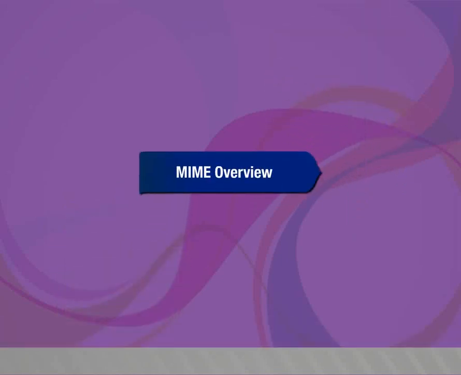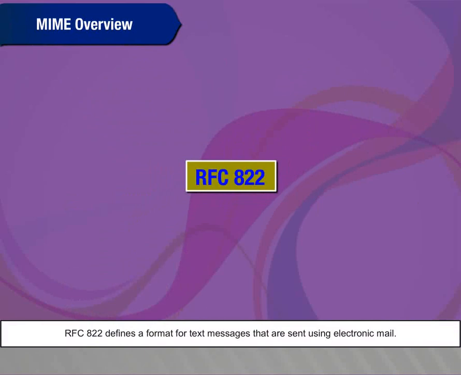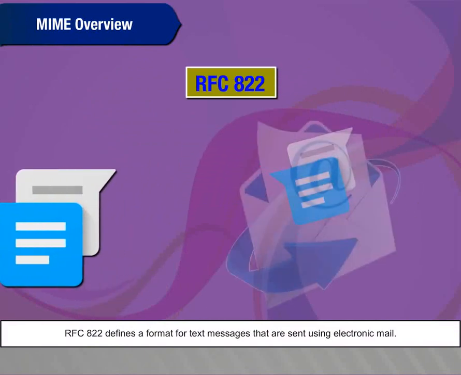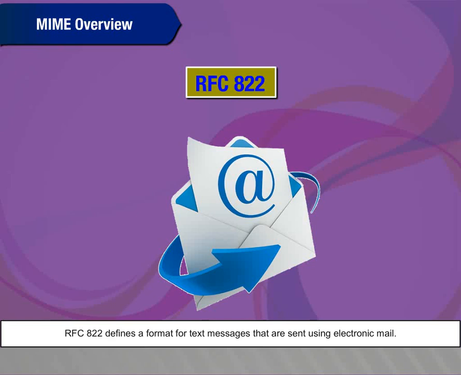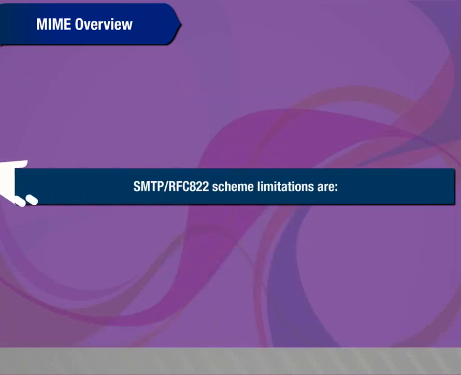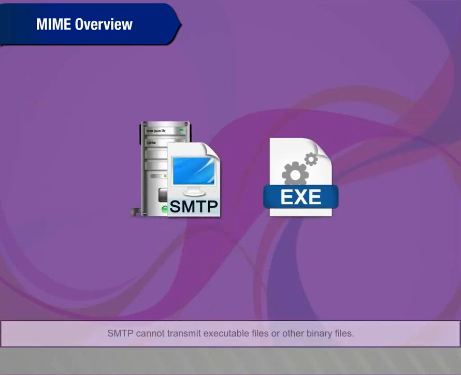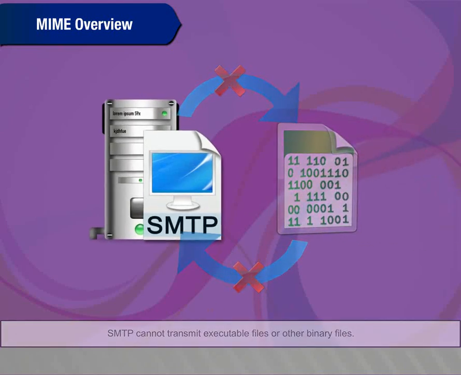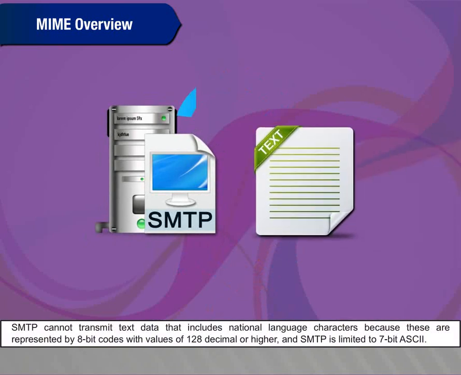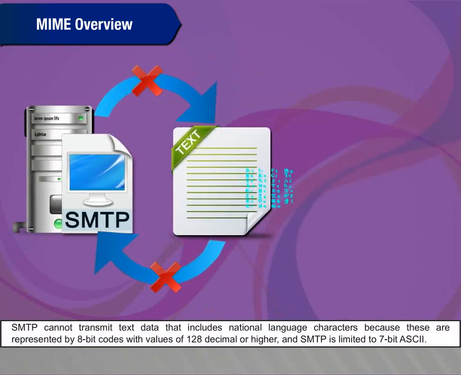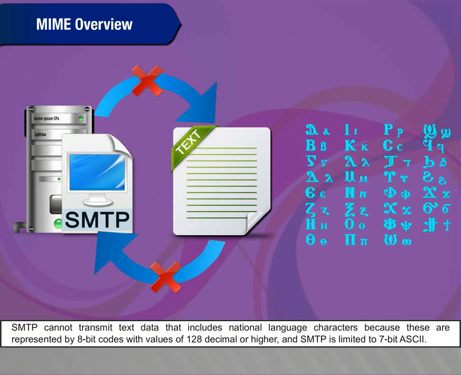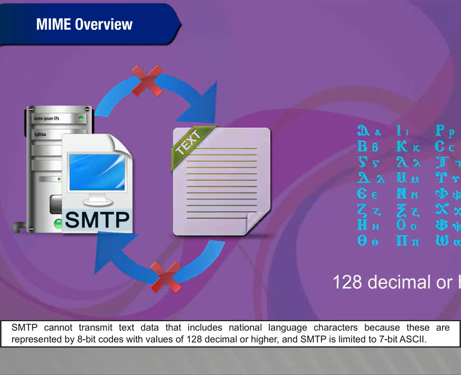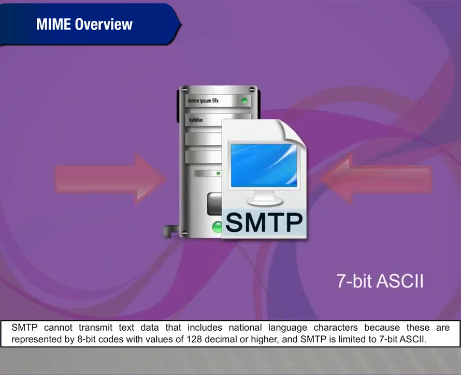MIME overview. RFC 822 defines a format for text messages that are sent using electronic mail. SMTP or RFC 822 scheme limitations are: SMTP cannot transmit executable files or other binary files. SMTP cannot transmit text data that includes national language characters, because these are represented by 8-bit codes with values of 128 decimal or higher, and SMTP is limited to 7-bit ASCII.